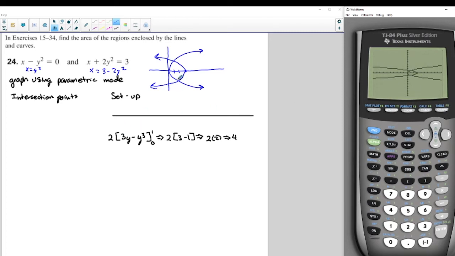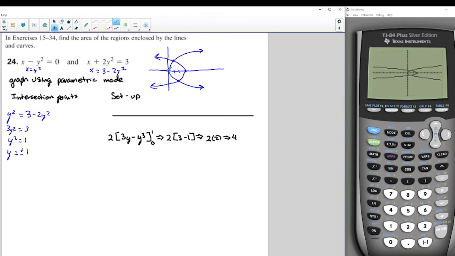So now we want to know where these two are intersecting. So we want to know, where does y squared equal 3 minus 2y squared? So if we add the 2y squared over, we get 3y squared is 3. y squared is equal to 1. So y is equal to plus or minus 1.